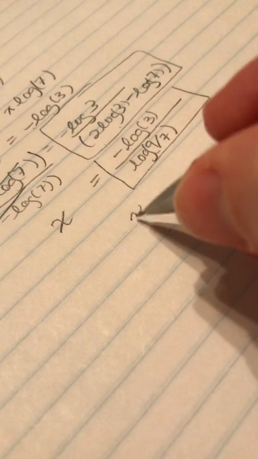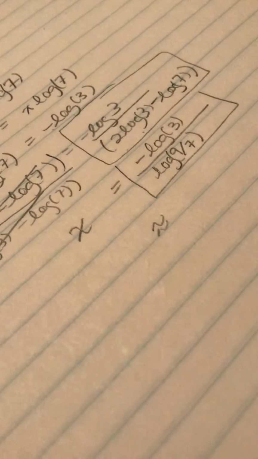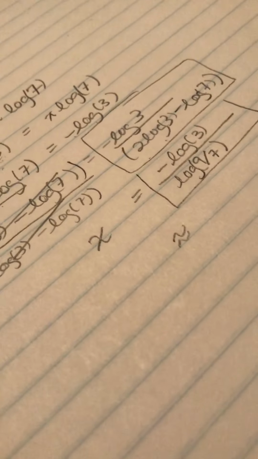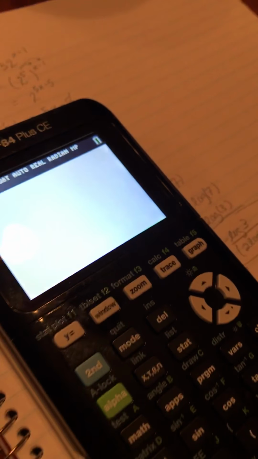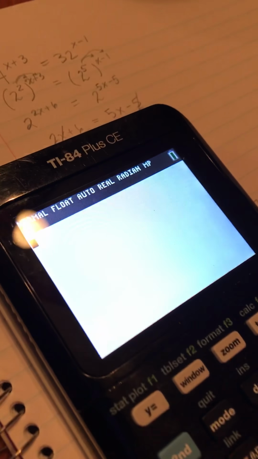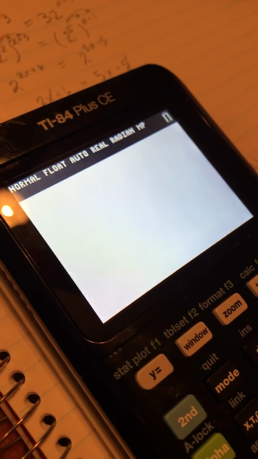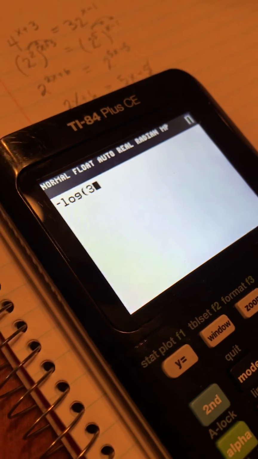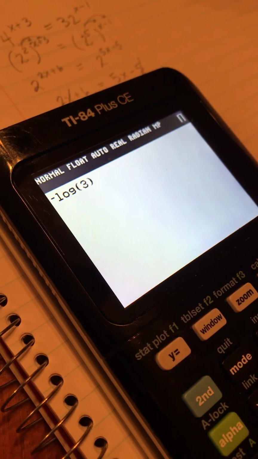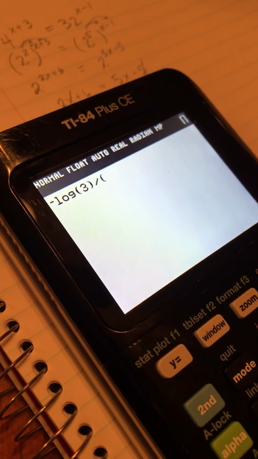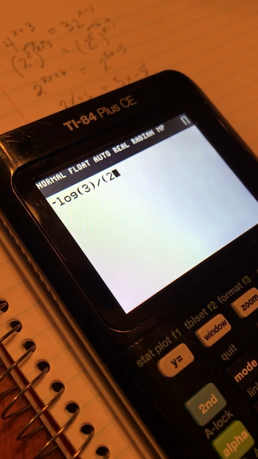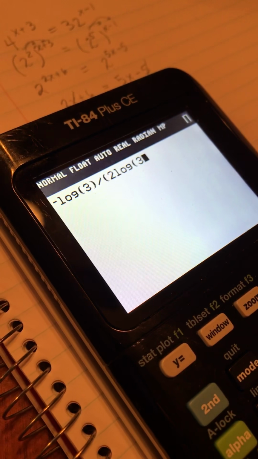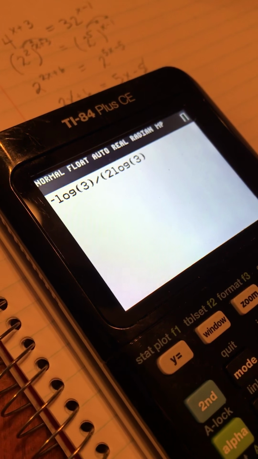And then to get a decimal, you can type either one into the calculator and you should come out the same for both. So for example, the first version I had was negative log of 3 over the quantity, you gotta be careful and put parentheses, 2 log of 3 minus log of 7.